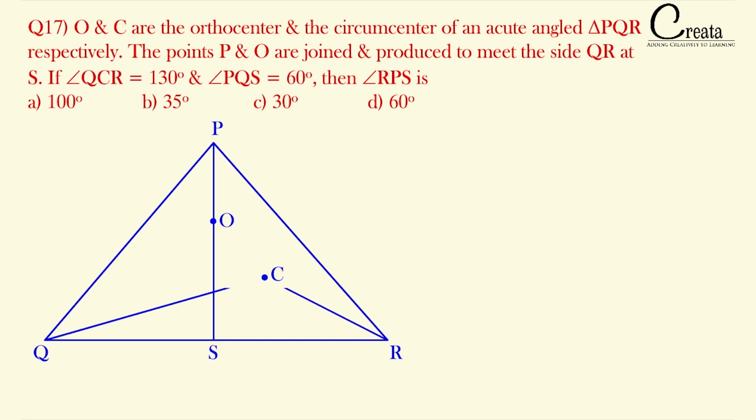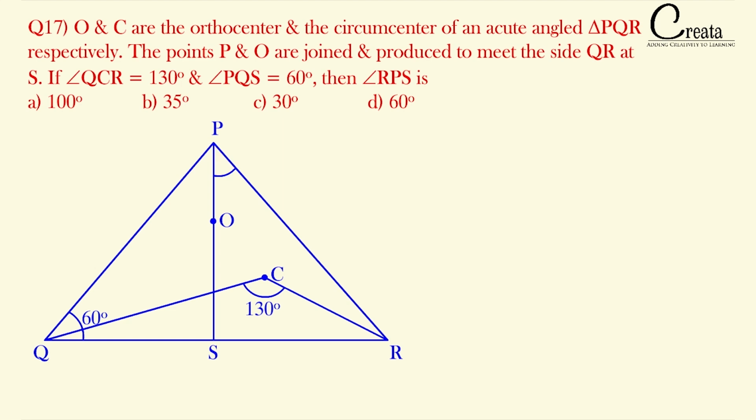Angle QCR is given as 130 degrees, meaning the angle formed at the circumcenter is 130 degrees. One angle of the triangle, that is angle PQS, is given as 60 degrees. We have to find the angle RPS, meaning this angle. Let's proceed with the question.